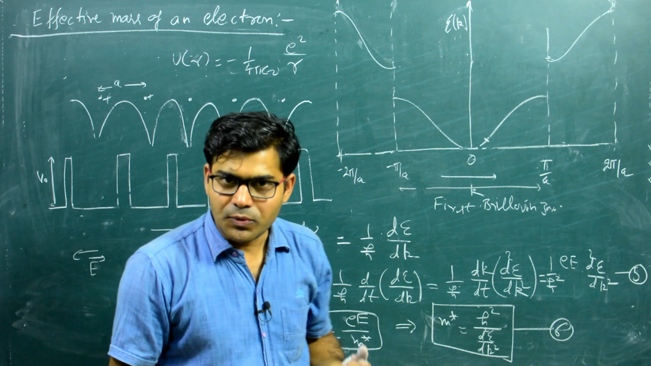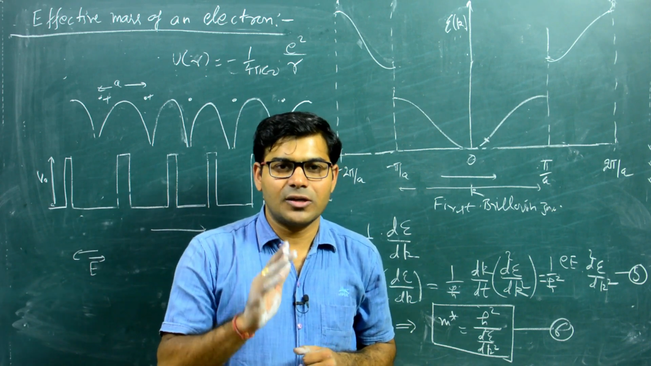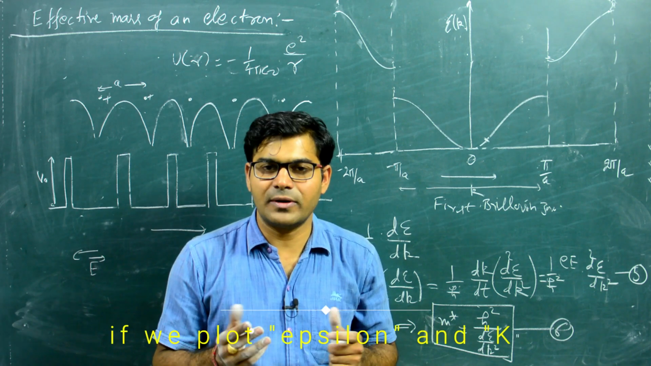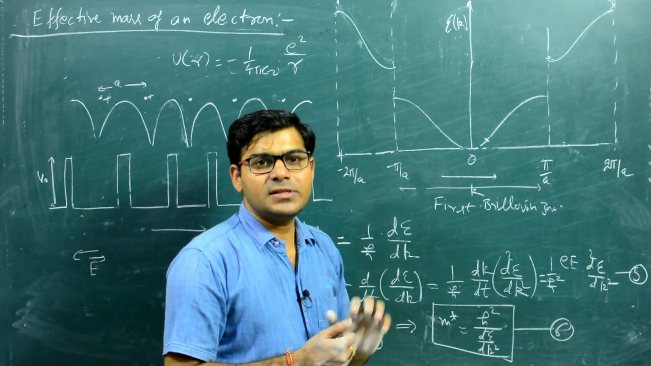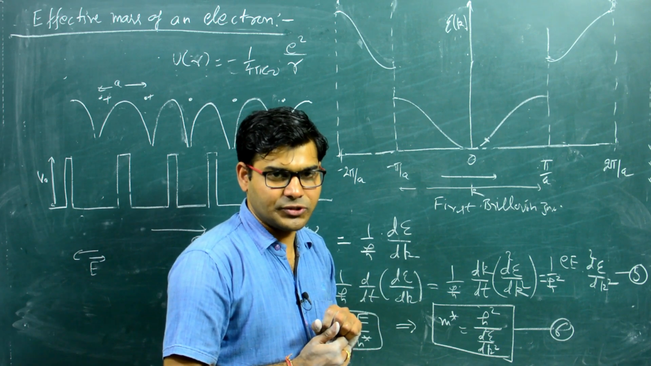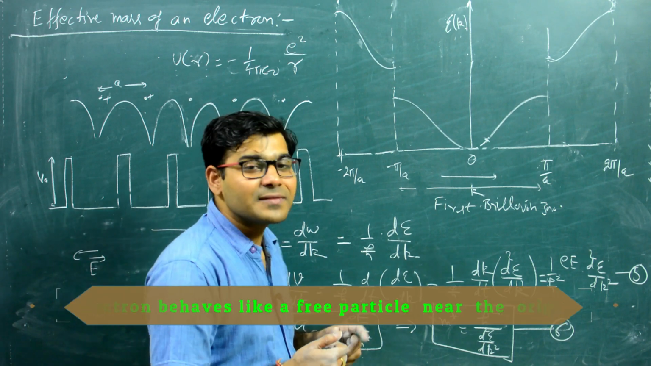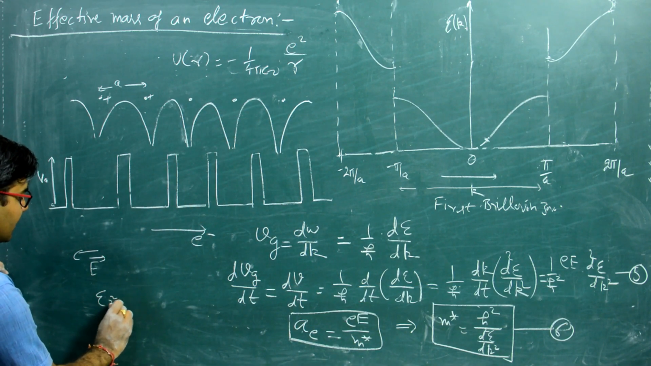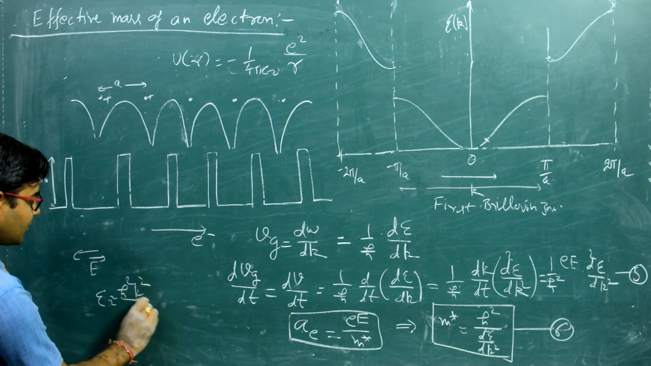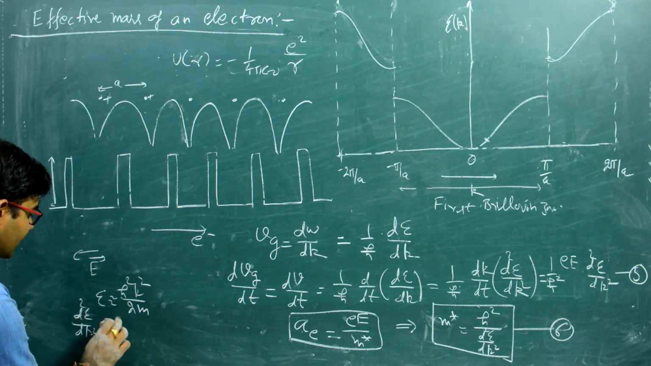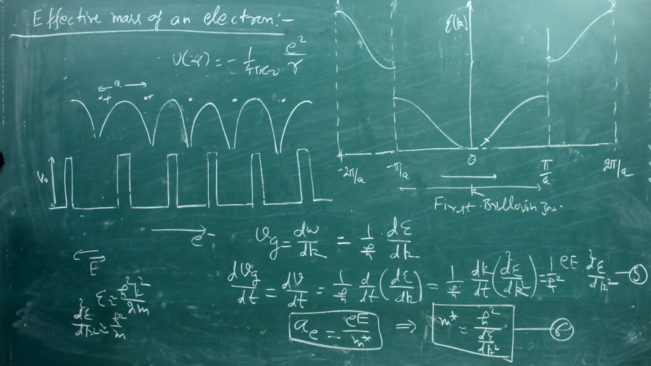Now we already know that the energy of a free electron is epsilon equal to h cross square k square by 2m, which is nothing but the parabolic behavior if we plot epsilon and k. It means near the origin, or near the center of the first Brillouin zone, this electron behaves like a nearly free electron, because its energy is approximately equal to h cross square k square by 2m.